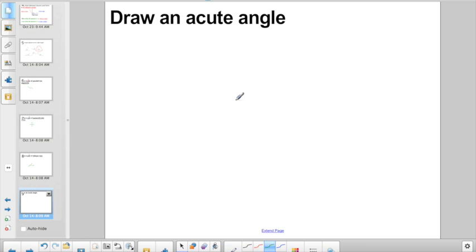Here we have draw an acute angle, an acute little angle. And remember, straight up and down and straight across is right. So if I make an acute little angle, I better make sure that he is smaller than 90 degrees. If I took this one straight up and straight down, that would have been 90 degrees, right? So any angle I draw has to be smaller.